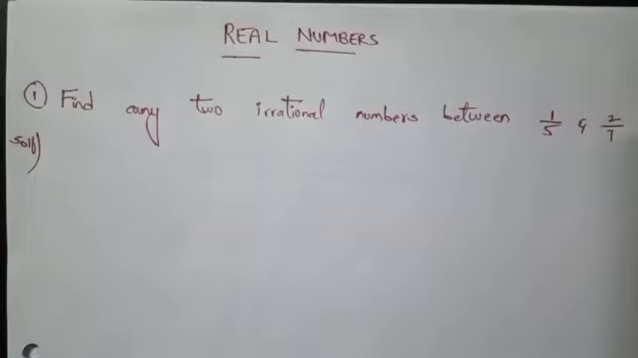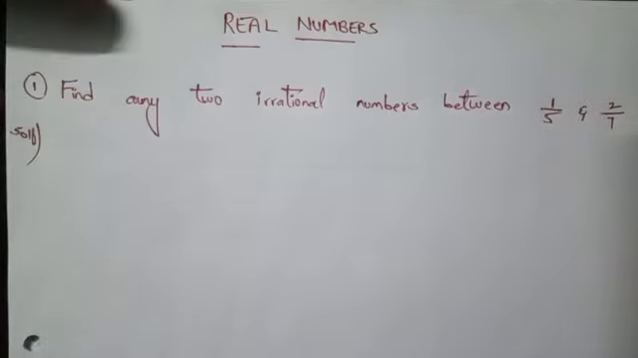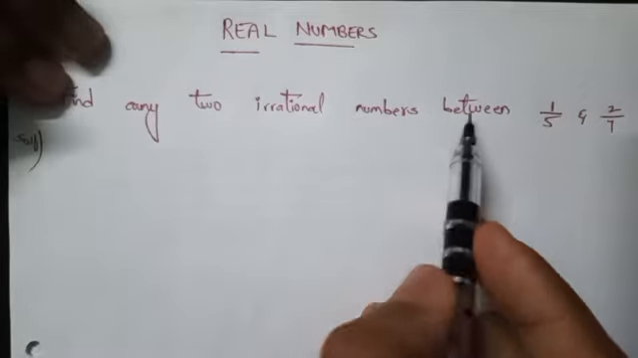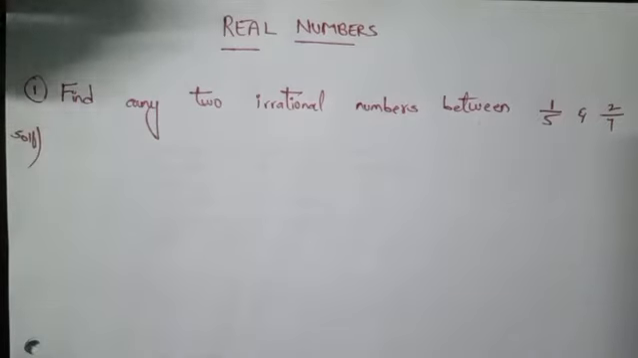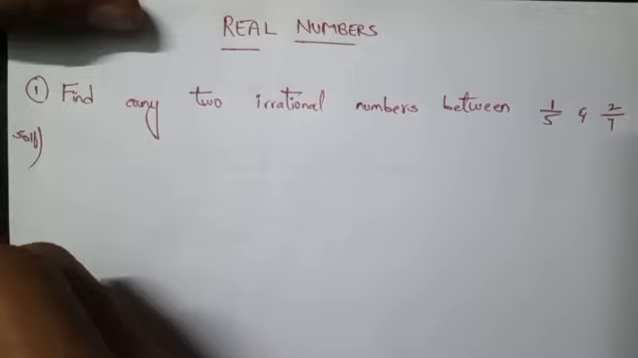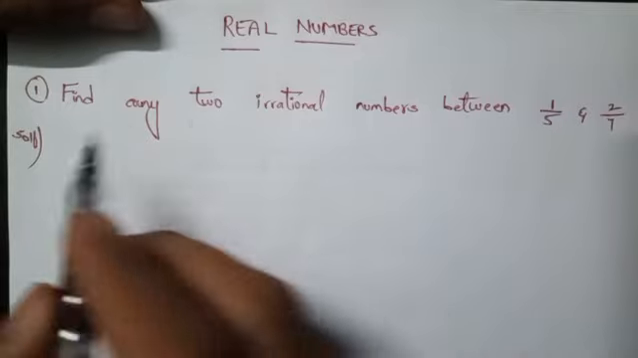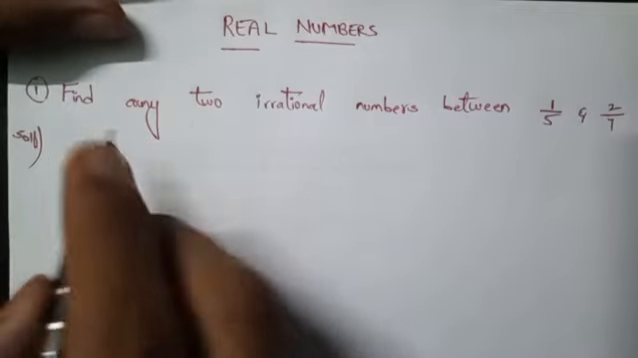In the previous videos, we understood how to find rational numbers between any two rational numbers. But in this video, we are going to find the irrational numbers between rational numbers. Okay, so 1 by 5 and 2 by 7 are rational numbers. We have to find any two irrational numbers between them.